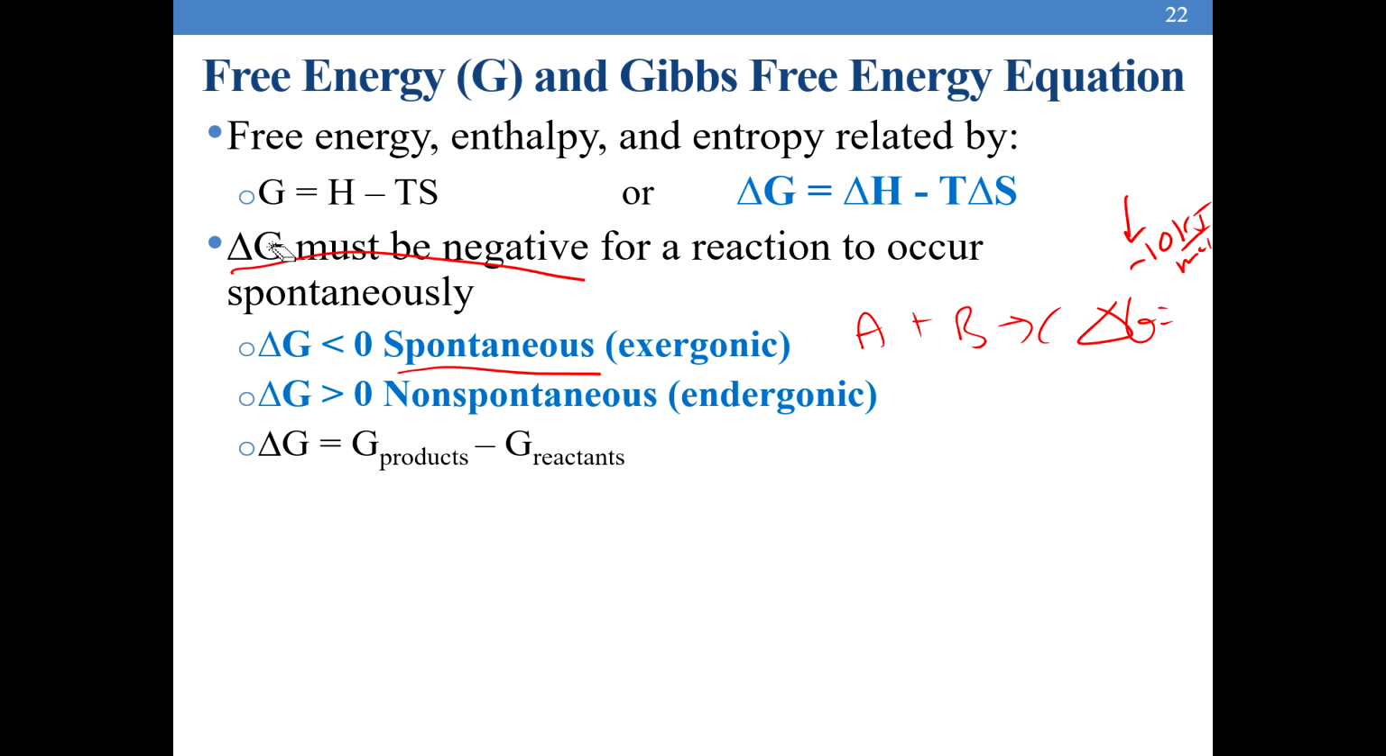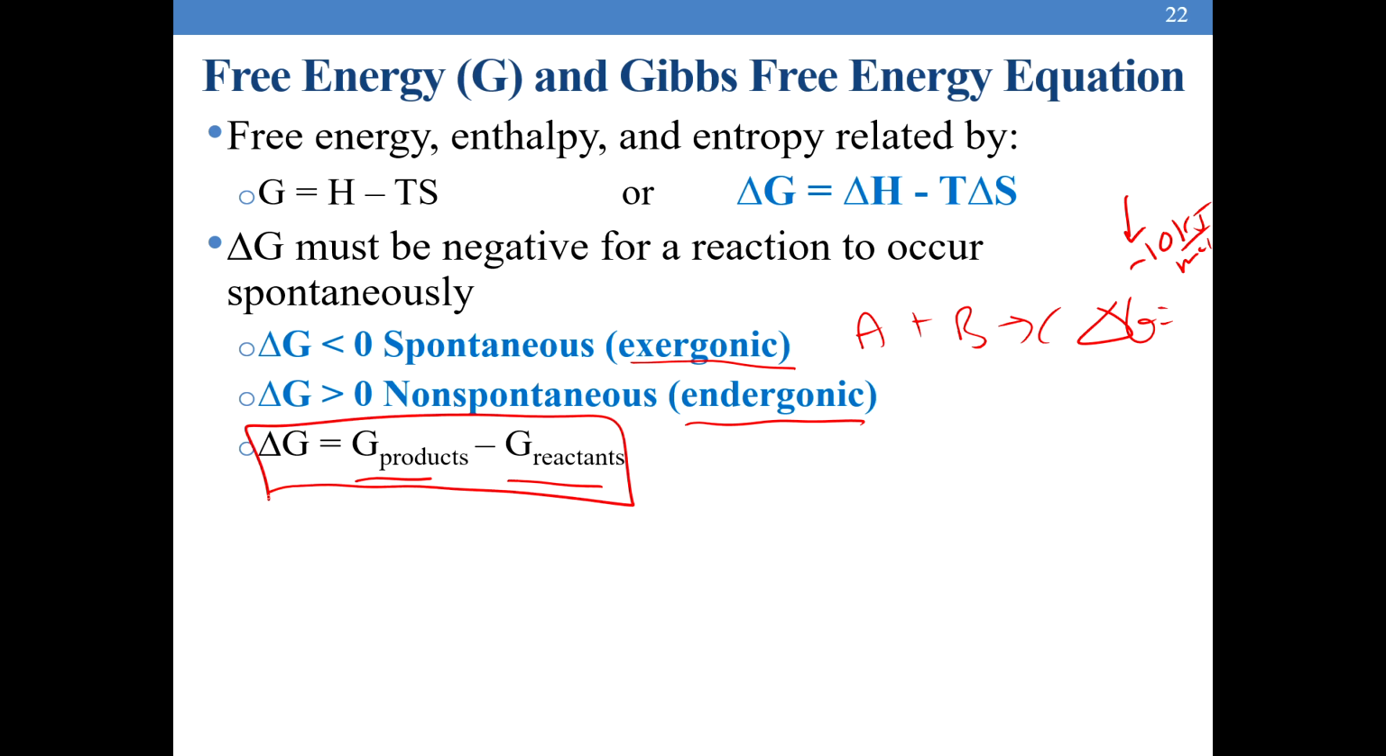Now you may hear in some classes or in some cases, instead of the word spontaneous, they use the word exergonic. And instead of the word non-spontaneous, they use the word endergonic. Those are just synonyms for spontaneous or non-spontaneous. If you were given individual G of products or reactants, you could calculate delta G with the same kind of final minus initial, products minus reactants as you've seen before. Like with change in temperature, it was final minus initial, products minus reactants.